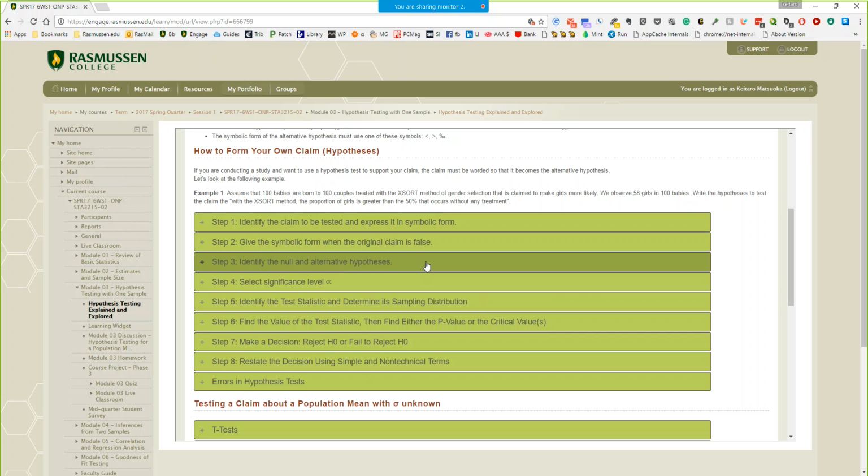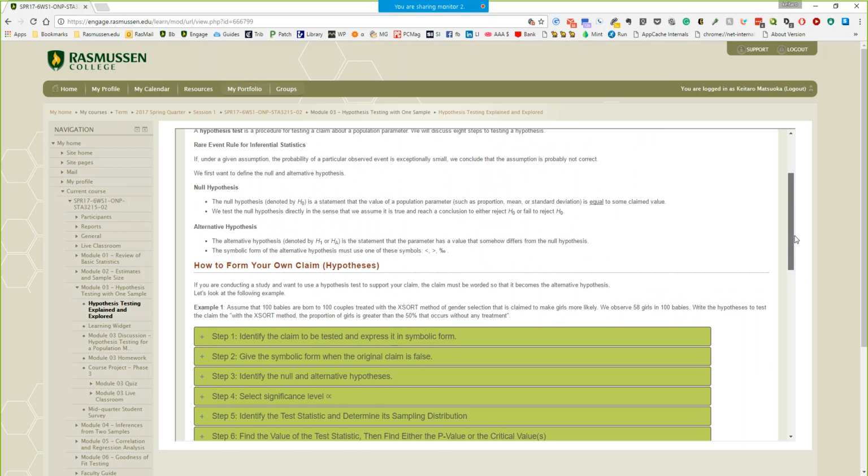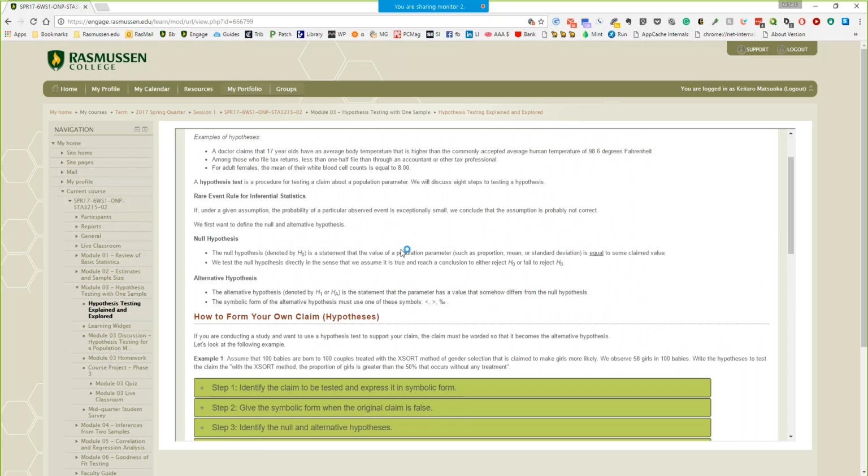The first thing you have to be able to understand is how to identify the null and alternative hypotheses, which is right here. The null hypothesis is denoted by H0. It's a statement of the value about the proportion that is equal to some claimed value. So the key for the null hypothesis is that it's equal to some value, proportion, mean, or standard deviation. At the end we are going to either reject the null hypothesis or not reject the null hypothesis. That's how you write it: reject H0 or fail to reject H0.